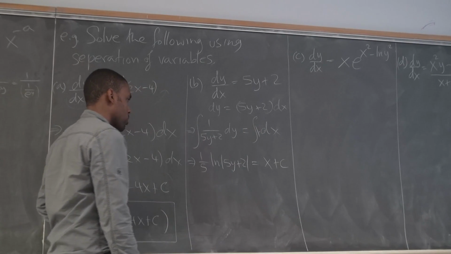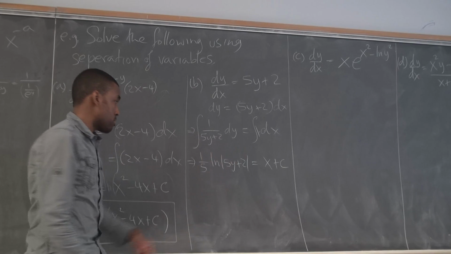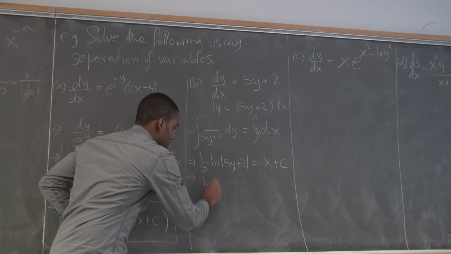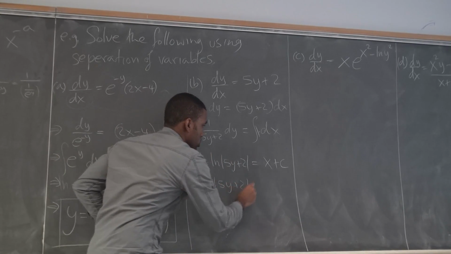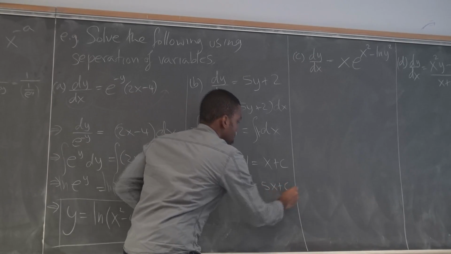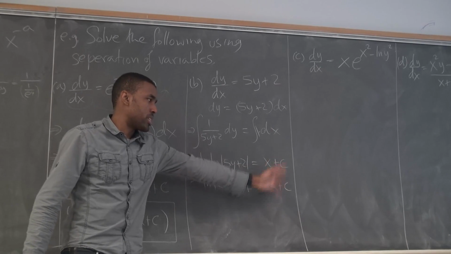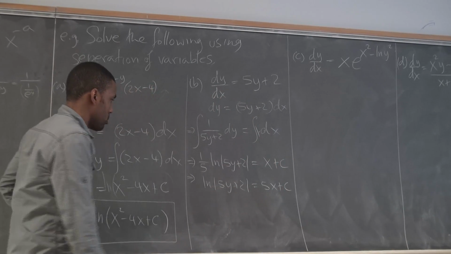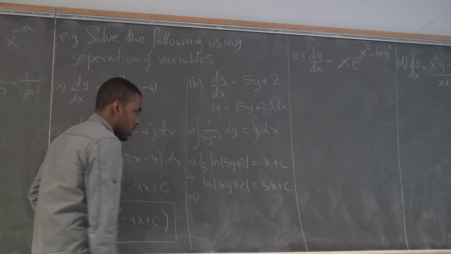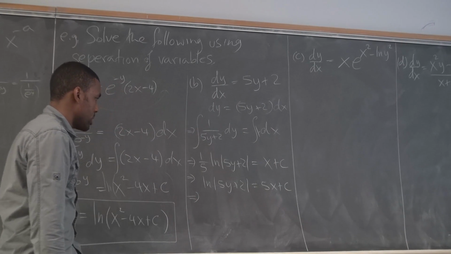And now I want to solve for y, so what I can do is multiply both sides by 5. So this means ln of 5y plus 2 is equal to 5x plus c. C is an arbitrary constant, so whatever arithmetic I do to it, I just keep writing as plus c. It won't matter at the end. And to get to the y, what do I need to do?